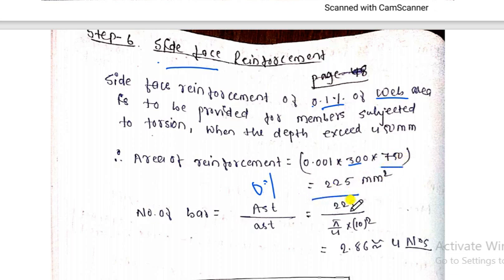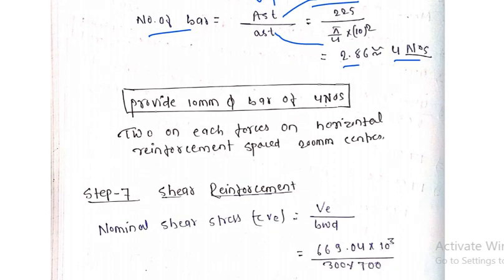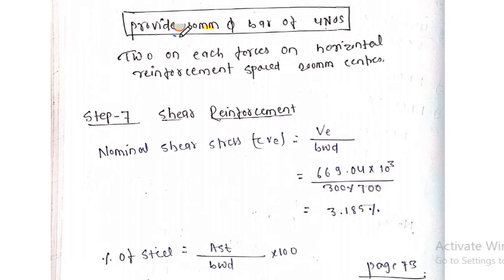In the 225, we need to calculate how many bars we are going to insert. So capital Ast by small ast, where capital Ast we have already calculated, and small ast we will assume with a 10 mm diameter bar. So pi by 4, and ultimately we get the answer 2.86. We can't take 3 as it is odd, so we will go with the even number. So 4 bars we are going to provide as the side face reinforcement in the L sections. So here you can provide 10 mm bars, 4 numbers. Let's move to the next step.